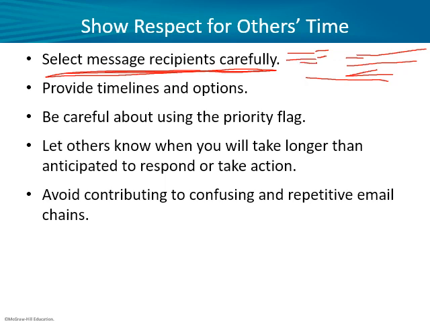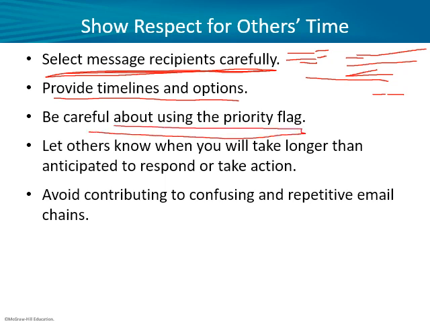So that's the first one. On the other hand, you don't want to leave out somebody that does need to be on that email. So if you're part of a committee, you want to make sure if it's committee business that everybody on the committee gets it, not just your friend on the committee. Now, providing timelines and options, another good idea. How long is this going to take? What are my options? Be careful about using the priority flag.